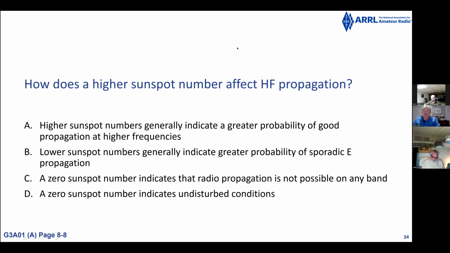Anyone? You gave away the answer. It's A. Oh, I did already. Yeah, it's A. Higher sunspot numbers, better propagation at high frequencies. Sorry about that. Let me do this with arrows so I'm not scrolling right over these things.